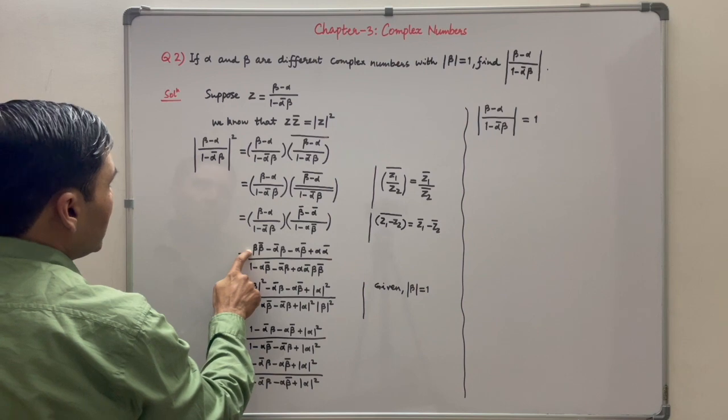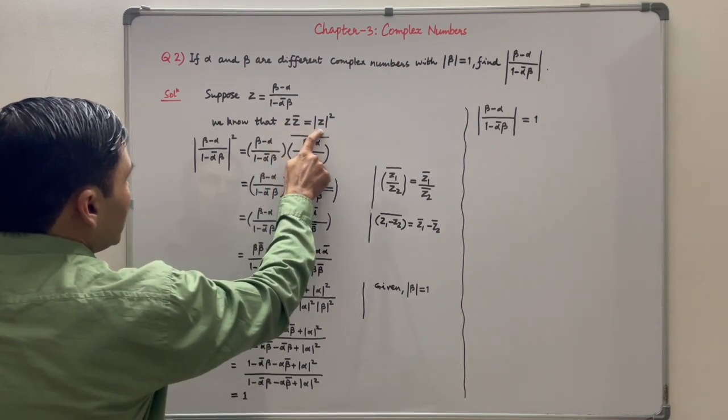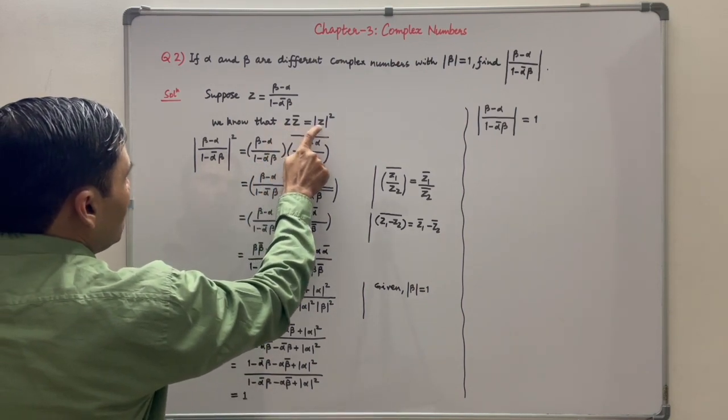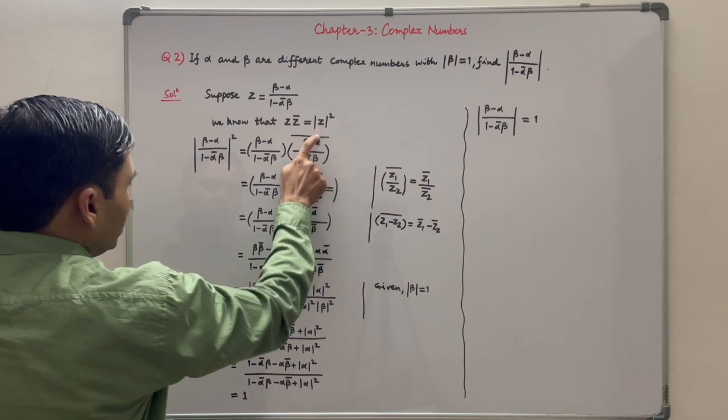Now beta beta bar is equal to mod beta square and alpha alpha bar is equal to mod alpha square. So we will put these values.